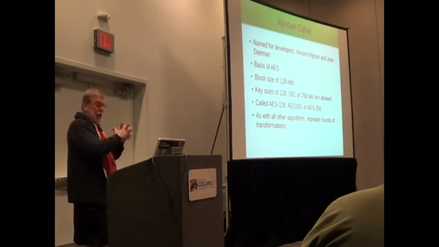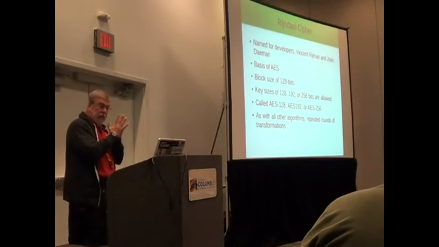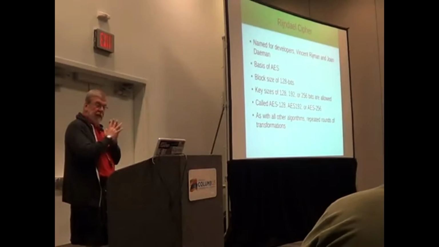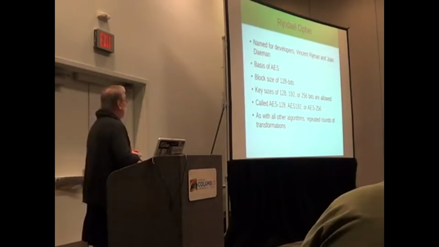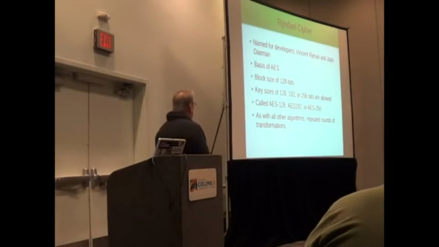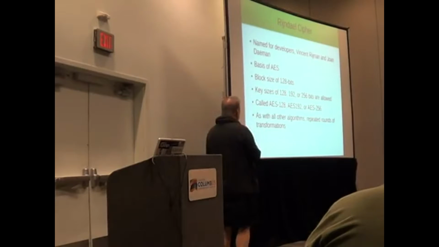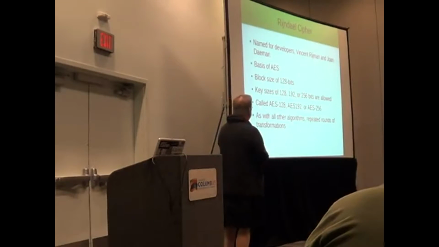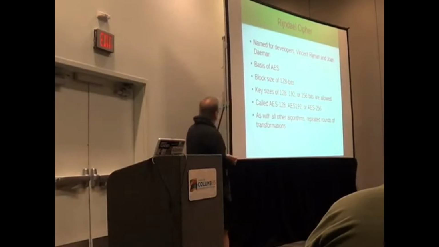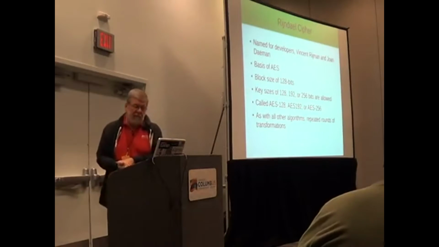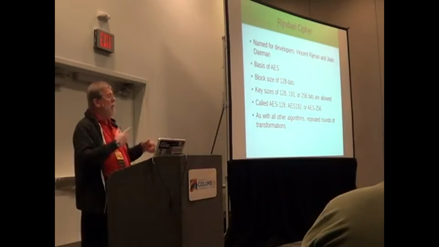Now then there's Rijndael. I'm told that's the pronunciation, and it's based on the names of these people from the Netherlands. And that's the basis of AES. So the block size here is 128 bits. The key size could be any of these three, and so if you see AES 256, what you're seeing is that the key size is 256 bits. Right? The block size is still 128. And again, you do all the repeated rounds.